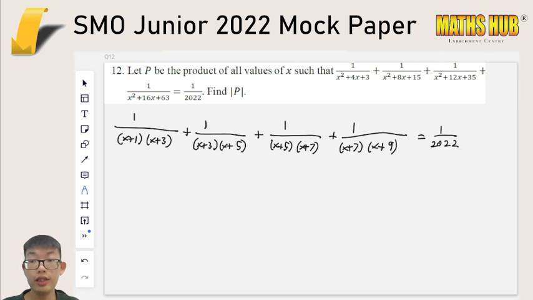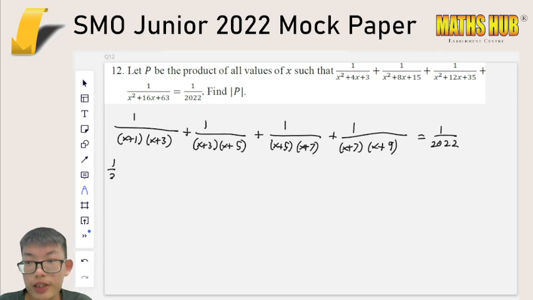Now, at this juncture, if you want to add this up, what you need to notice is that the difference is always 2. And when we have these numbers whose difference is always 2, we can split it up using partial fractions. Perhaps a number of you are more used to the numerical version of this. 1 over 1 times 2, plus 1 over 2 times 3, plus 1 over 3 times 4, and so on. This is in terms of x, but we can still do the same thing.